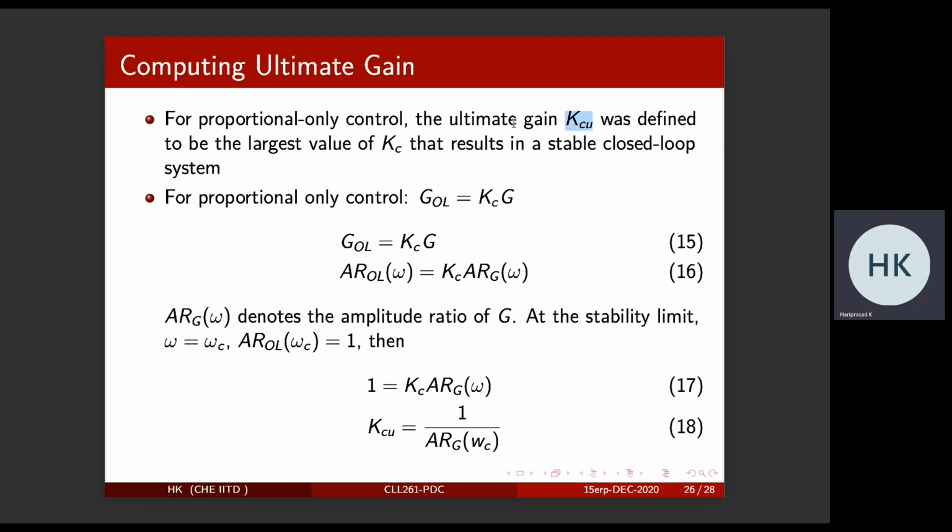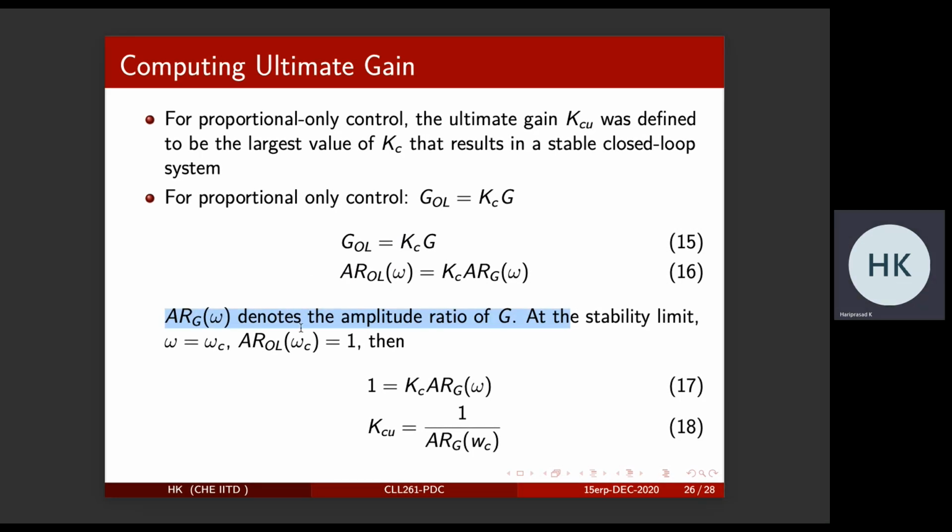So we have to get the Kcu, which is the largest value of the gain that results in a stable closed loop system. So the characteristic equation should contain 1 plus Kc times G, because there is nothing else there. When you convert into the frequency domain and compute the amplitude ratio, Kc would stand as a constant, multiplying the amplitude ratio corresponding to G. So AR(w) is the amplitude ratio of G.